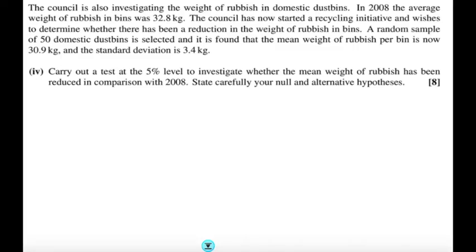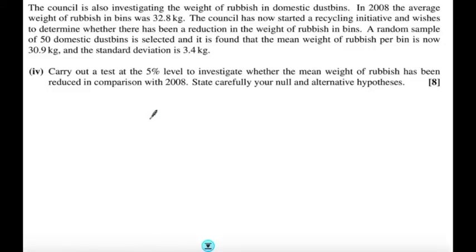Okay. Right, finally, the council is also investigating the weight of rubbish in domestic dustbins. In 2008, the average weight of rubbish in bins was 32.8 kilograms. The council has now started a recycling initiative and wishes to determine whether there's been a reduction in the weight of rubbish in bins. A random sample of 50 domestic dustbins is selected, and it's found that the mean weight of rubbish per bin is now 30.9 and standard deviation 3.4 kilograms. Carry out a test at 5% level to investigate whether the mean weight of rubbish has been reduced in comparison with 2008. State clearly your null and alternative hypotheses.